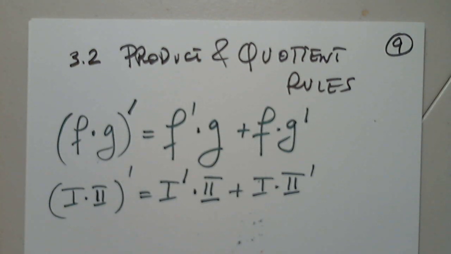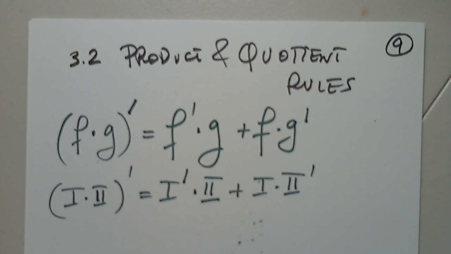I like this one because I like to keep everything in this order: 1, 2, 1, 2, 1, 2. I don't want 1 2 equals 1 prime 2 plus 2 prime times 1. I don't like that, but I accept it. It's correct. I like 1, 2, 1, 2, 1, 2.